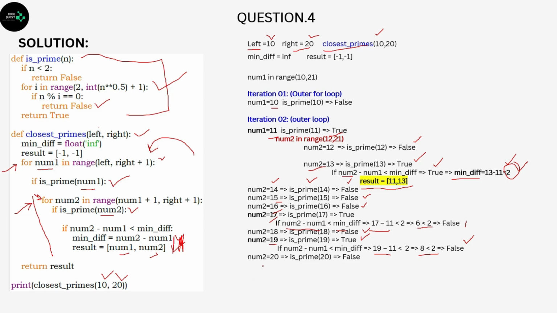Now when we go for the last time, num2 becomes 20. 20 is not a prime number, hence it returns false. So now the inner loop has reached the last value, 21 excluded, so it goes up to 20. The inner loop is ending for the second iteration. Now when we go to the third iteration, when we go out and check for num1, earlier it was 11, now it is going to be 12. When I apply the is prime function on 12, I am going to get false.